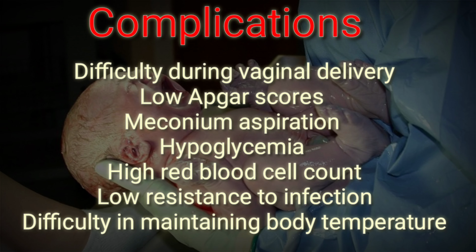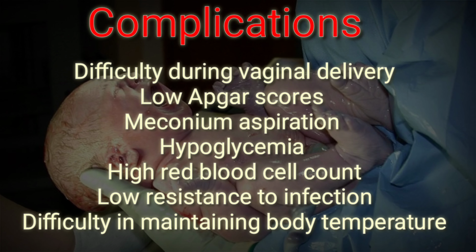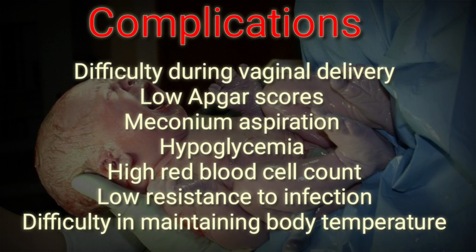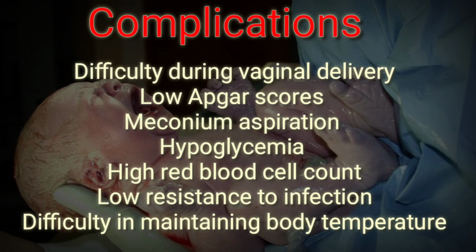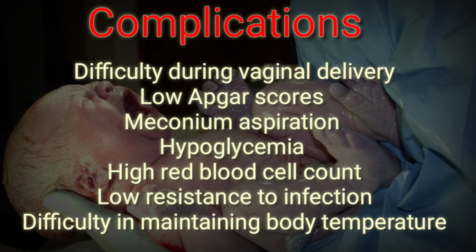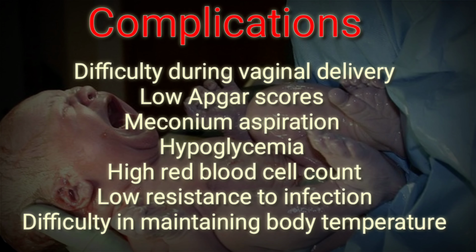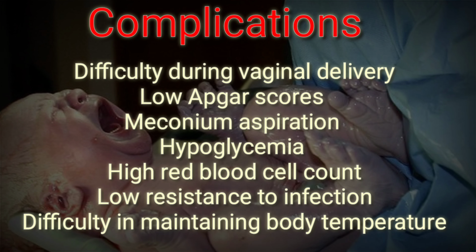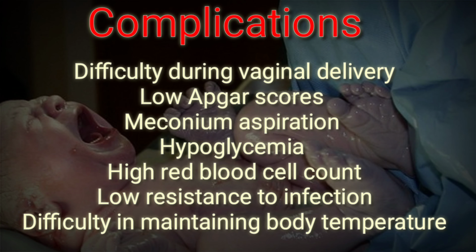The complications. IUGR causes many health problems during pregnancy, delivery and after birth. This includes difficulty during vaginal delivery, low Apgar scores, meconium aspiration, hypoglycemia, that is low blood sugar, high red blood cell count, low resistance to infection, difficulty in maintaining body temperature, etc.